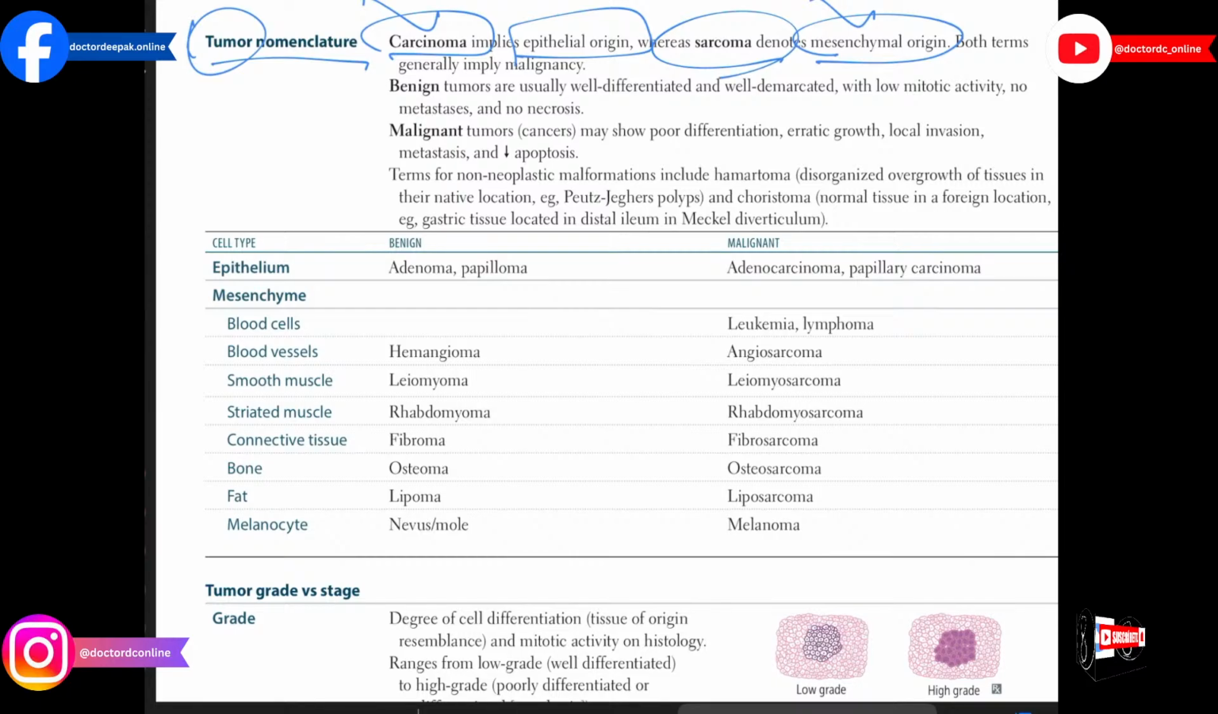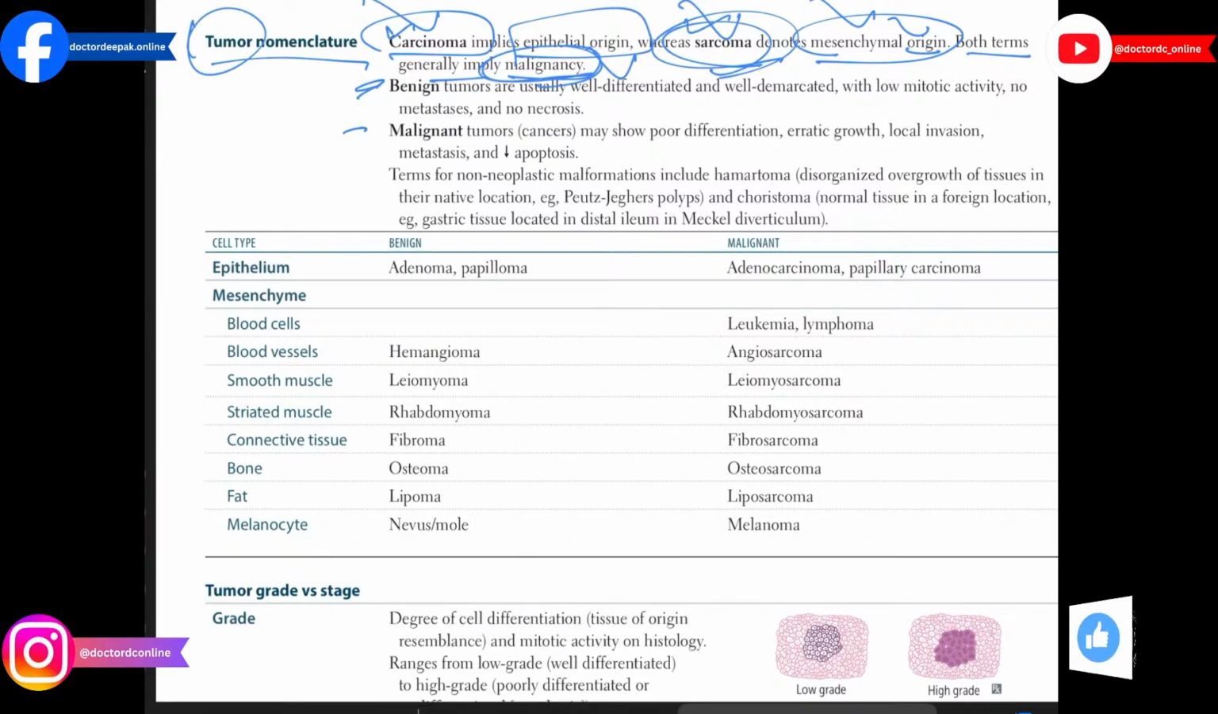What are mesenchymal cells? Mesenchymal cells are a type of cell found in embryonic connective tissue called mesenchyme, which is responsible for forming various other connective tissues like bone, cartilage, and blood vessels. They are also important for the development of smooth muscles and other tissues. If any tumor arises from bone, cartilage, or blood vessel, it will be named sarcoma. Both terms, sarcoma and carcinoma, are generally related to malignancy. A tumor name ending in carcinoma or sarcoma is malignant.